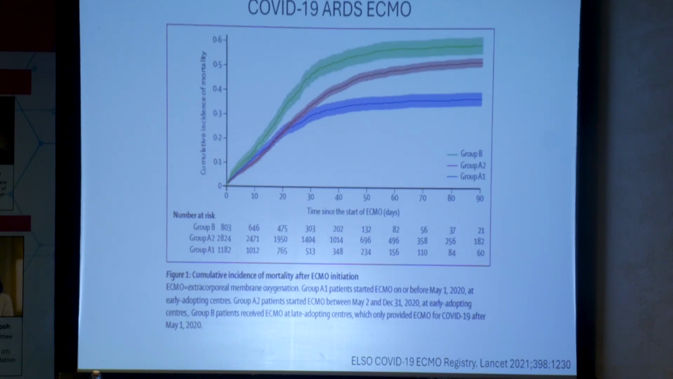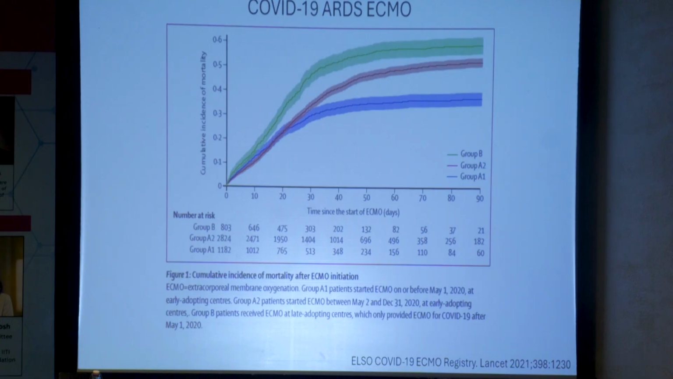So COVID, here is the combined ELSO data as of 2021. These three graphs are showing phases of COVID. Group A1, I believe, is the purple at the bottom. And basically, these are graphs of mortality. Initially there was pretty low mortality, but then as time went on, group A2, the red one, and group B, the green one, had higher mortality with COVID ARDS.